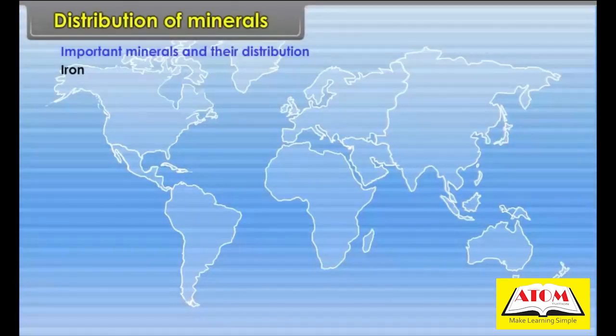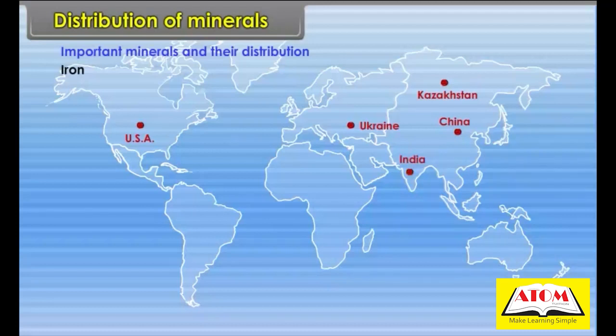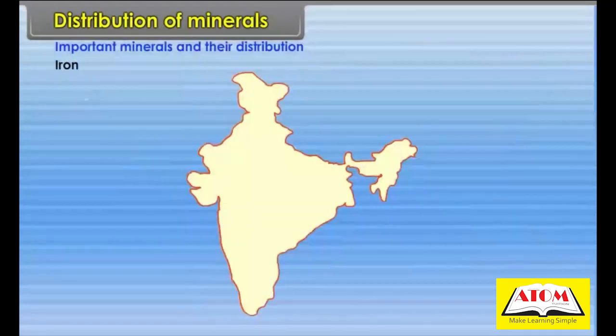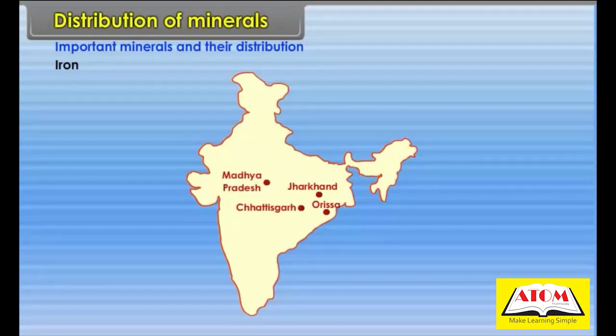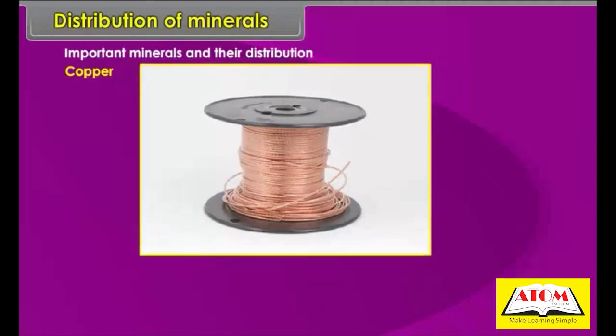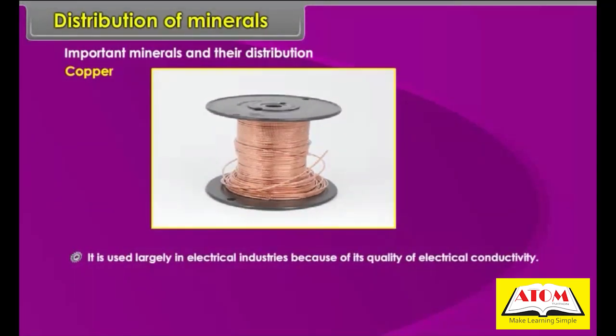Location: in the world, Ukraine, Kazakhstan, USA, China, India, Brazil, France, Germany, South Africa, etc. In India, Jharkhand, Orissa, Chhattisgarh and Madhya Pradesh. Copper. It is used largely in electrical industries because of its quality of electrical conductivity.